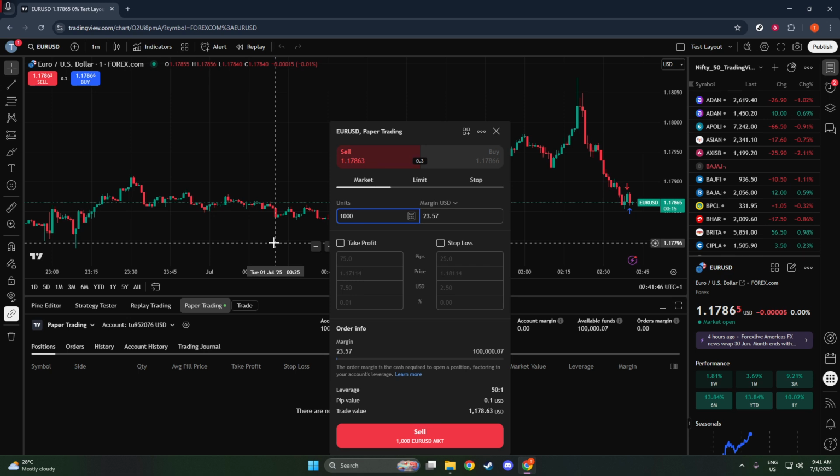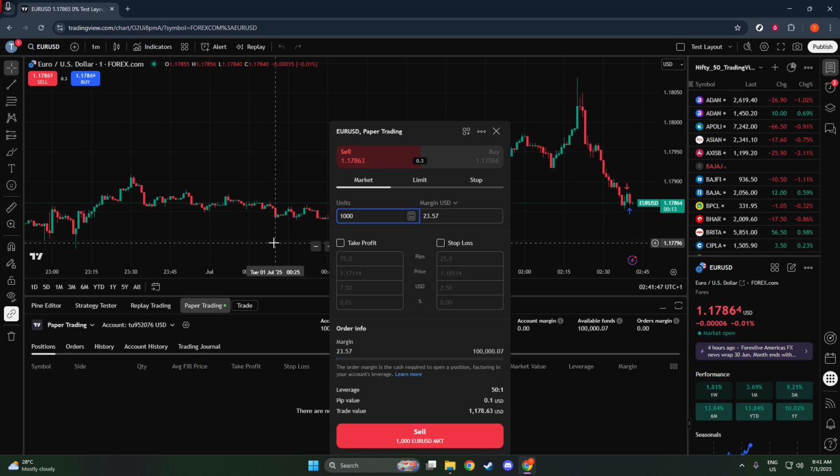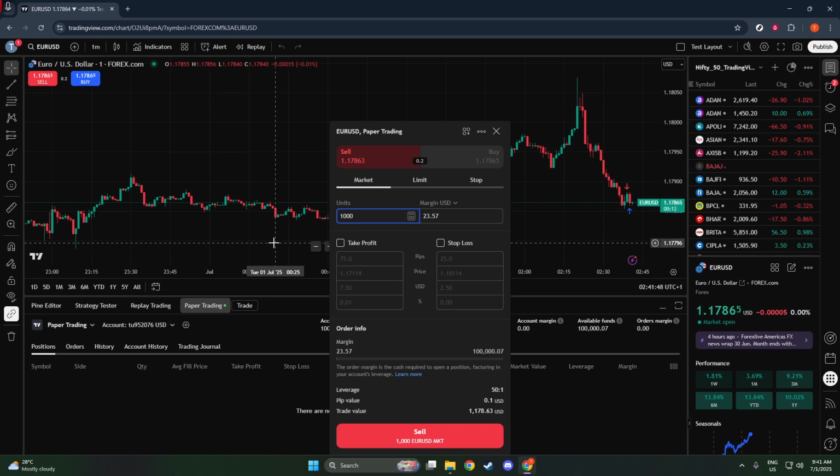First, you'll need to set the order type. This could be a market order, which executes immediately at the current price, or a limit order, where you specify the price at which you want the order to be executed. The choice between these depends on your trading strategy and market conditions.